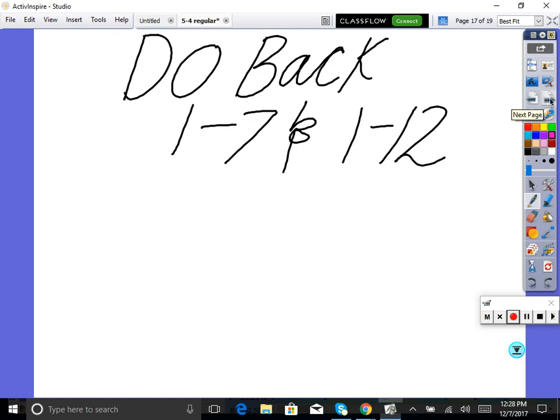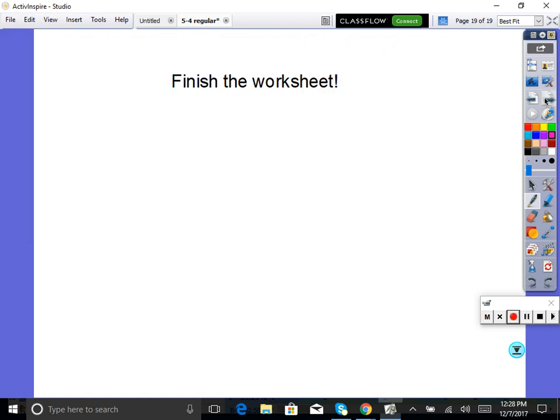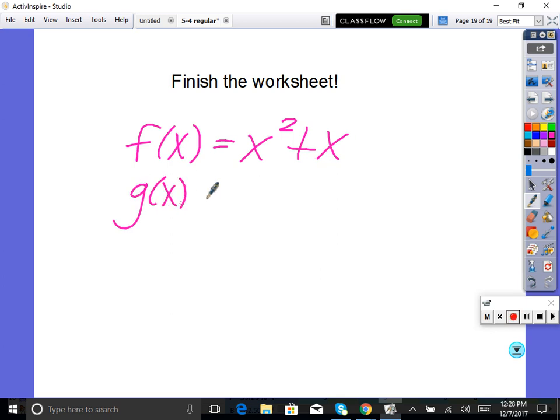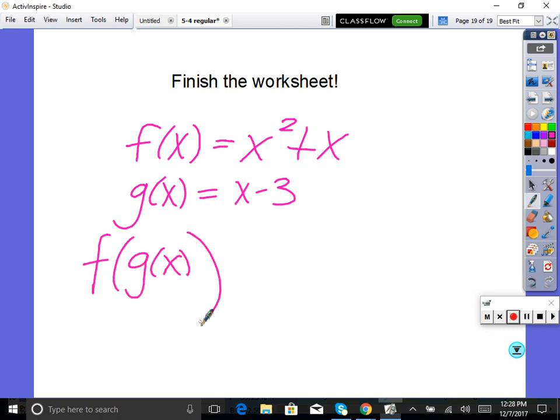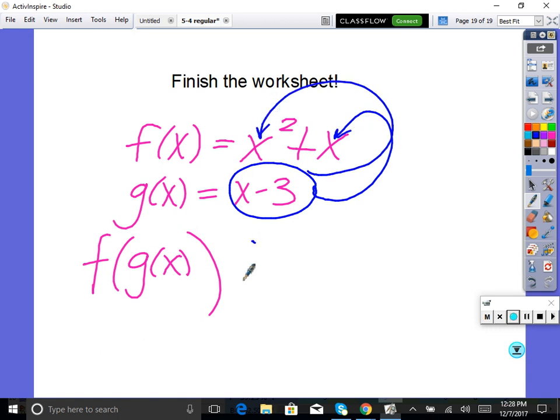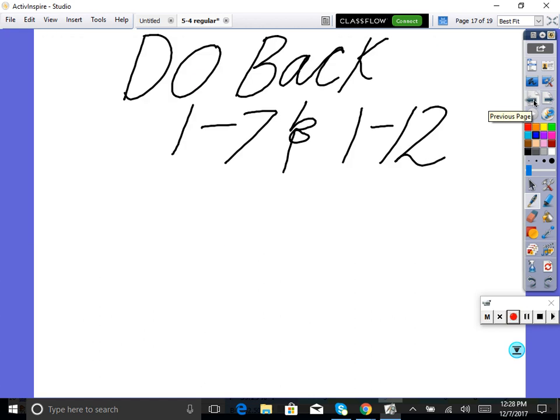I do want to say one thing, because real quick, everybody, if I said to you, f of x, and this one gets people, is x squared plus x, and then I said g of x is x minus 3, find f of g of x. Guess what happens? Let me show you. Same thing though, right? We know how the math works. So doesn't it need to go there and there? Yep. So we would do x minus 3 squared plus x minus 3. Okay, cool. Awesome. I want you to do 1 through 12 on the back.